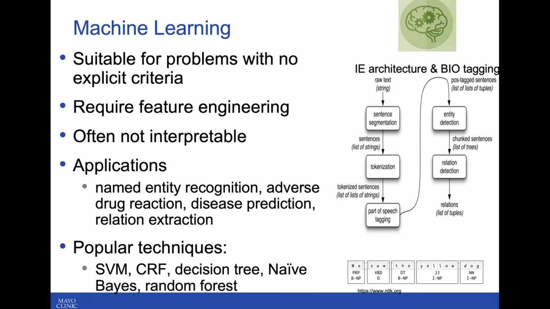We can use this machine learning in different applications, especially from the perspective of information-driven tasks. We can think about named entity recognition, which is identifying concepts out of EHR text, as well as adverse drug reaction and disease prediction, and relation extraction. There are certain popular techniques like support vector machine, SVM, conditional random field, CRF, decision tree, Naive Bayes, and random forest. I believe these techniques were already introduced in the previous machine learning workshop.